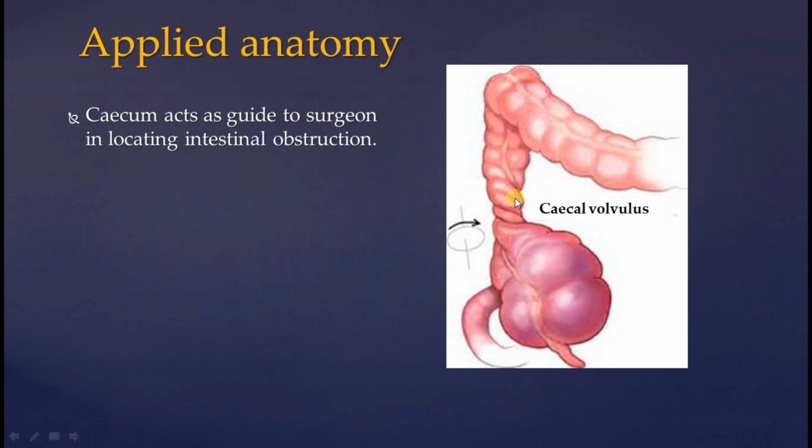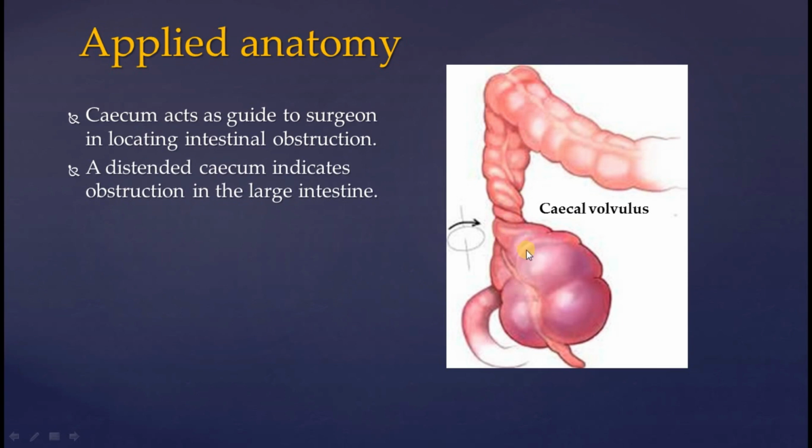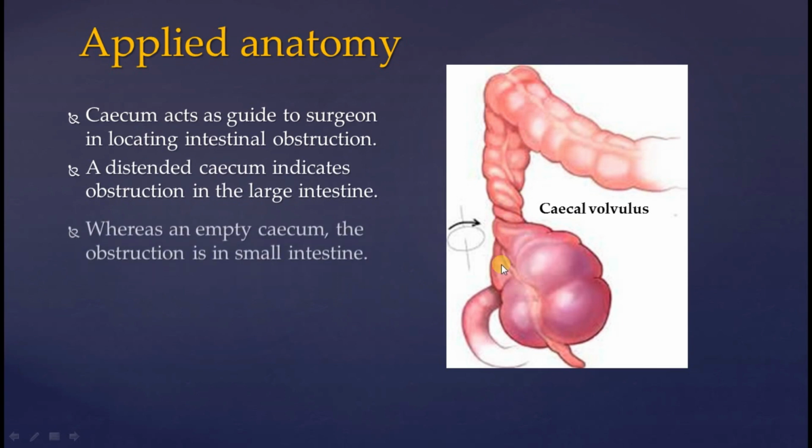So, if we cannot locate the site of obstruction, first the surgeon tries to examine the cecum, whether it is loaded or empty. If it is empty, then the obstruction is in the small intestine. If it is loaded, then it is not in the small intestine but in the large intestine. So a distended cecum, as I told you, is a loaded cecum.